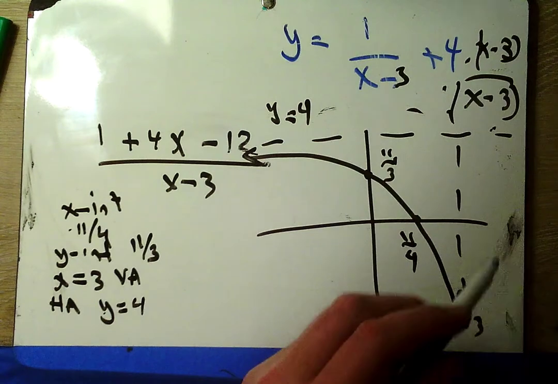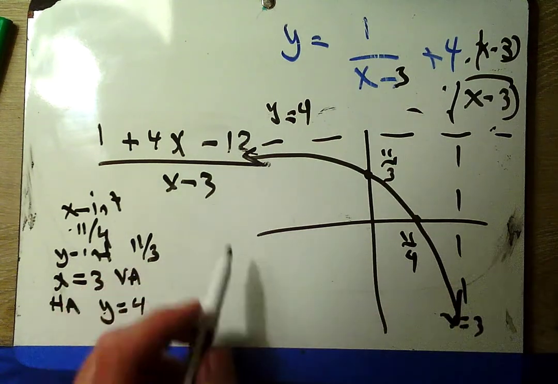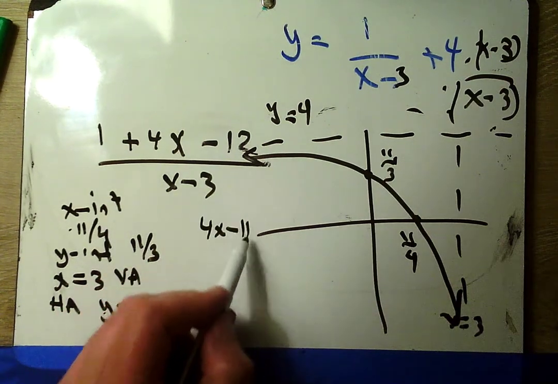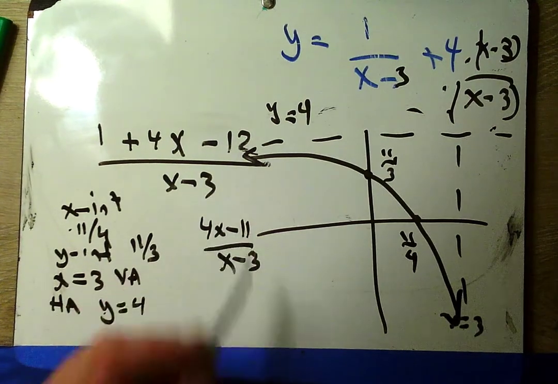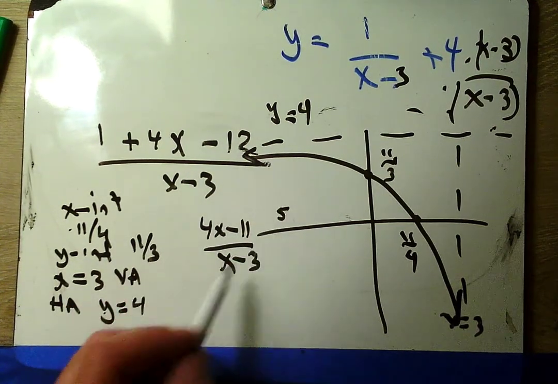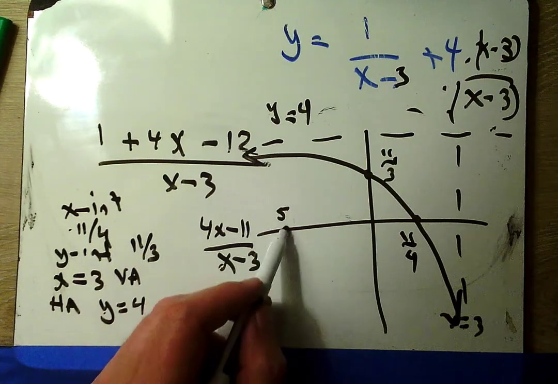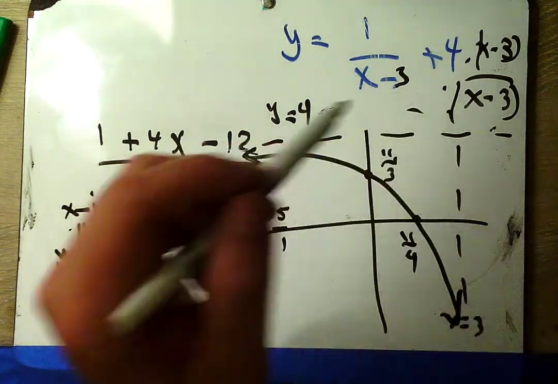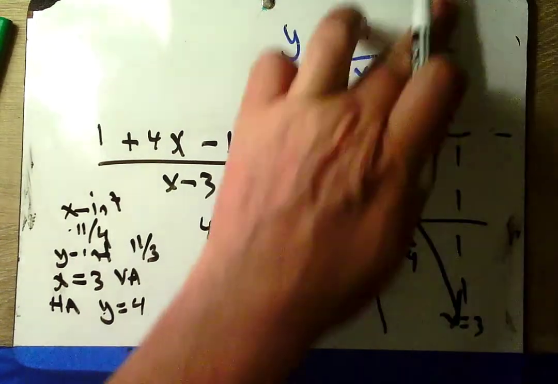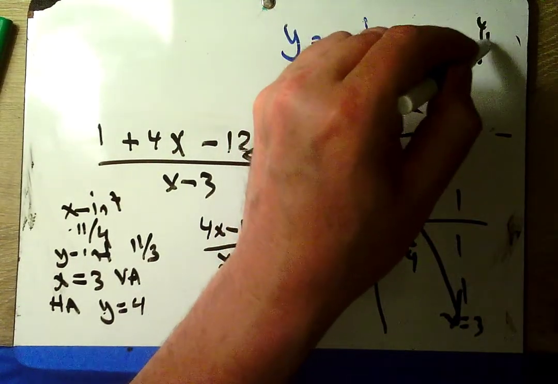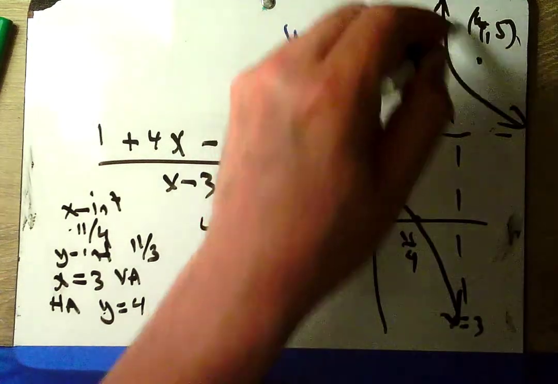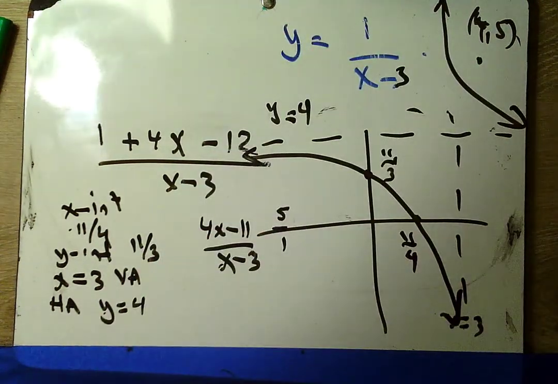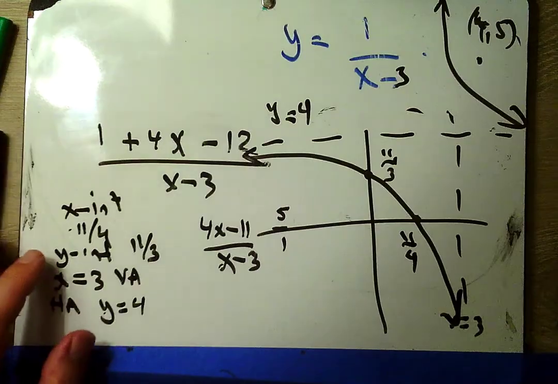If I plug in a 4 into 4x minus 11 over x minus 3, I'm going to have 16 minus 11, which is 5, and 4 minus 3 is 1, and there's that point that we were talking about. It would be up here, 4, 5. And we would look like that. This is the same graph, just using different information.